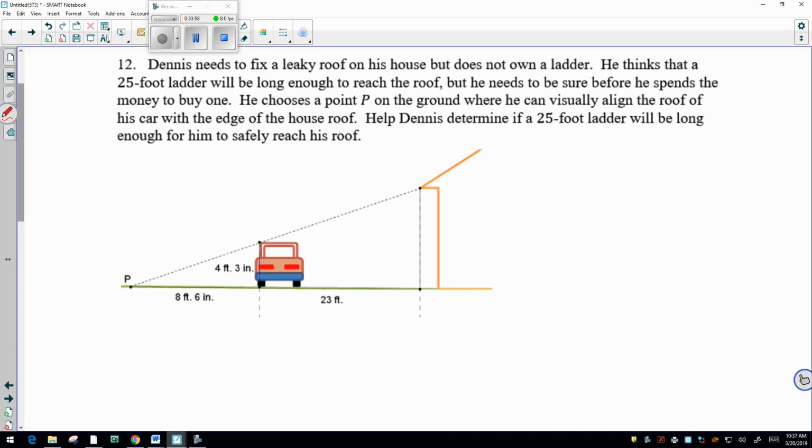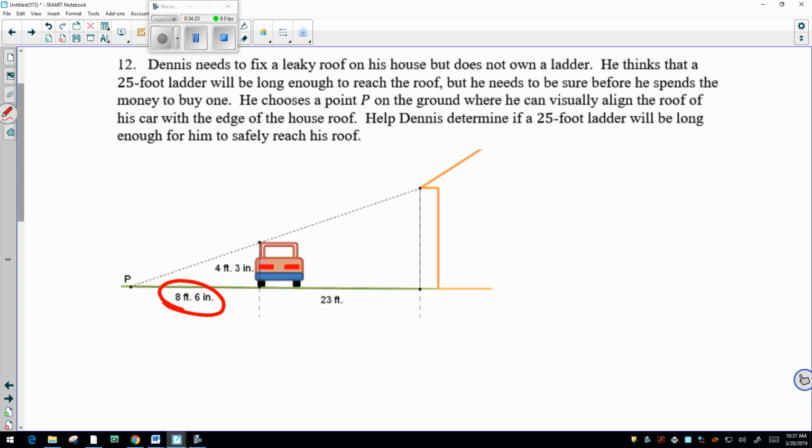He could have just rented one. He chooses a point P on the ground, where he can visually align the roof of his car with the edge of the roof of his house. Help Dennis determine if a 25-foot ladder will be long enough. Okay, silly problem. Nobody does that. They just rent the ladder or buy the ladder, and then if it doesn't fit, you return it, and then you move on. And then you rent a different one.